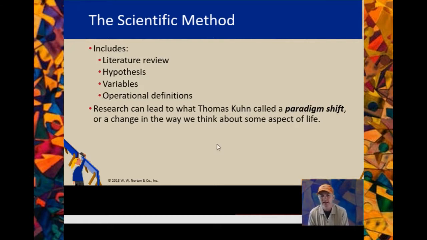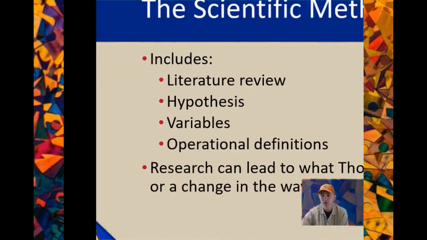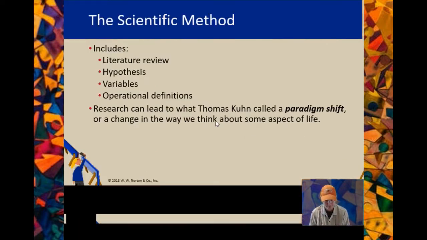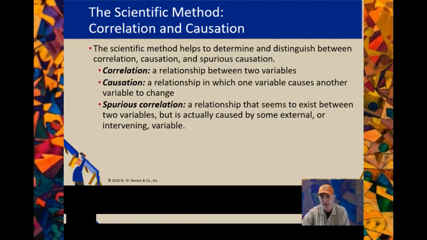And then, of course, the last thing that we need to talk about is that research can ultimately lead to what Thomas Kuhn called a paradigm shift. A paradigm shift is a change in the way we think about some aspect of life, like an overall change. For instance, we used to believe that the world was flat, but new research gave us evidence that the world is actually not flat. That research in the end led us to a paradigm shift in our thinking about the world itself. So it took a long time for science. Science does not move easily and it does not move quickly, but it does move and it can change over time.